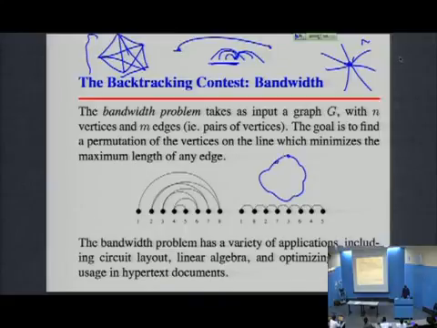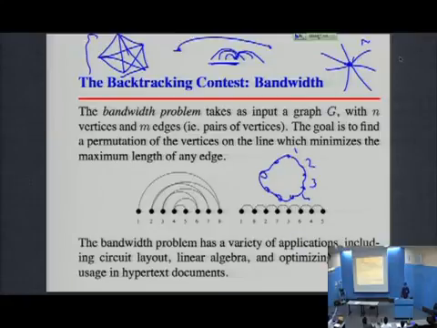Can anybody give me a good layout of a cycle? Okay, so let's say vertex 1, 2, 3, 4, 5. Does anybody have a layout? Yeah? No matter what layout you have for a cycle, it will always have a bad edge length. You will say it will always have a bad edge length? First of all, the question is how bad is it?